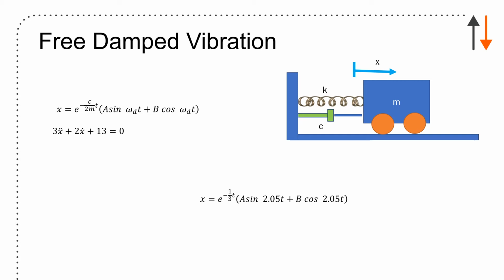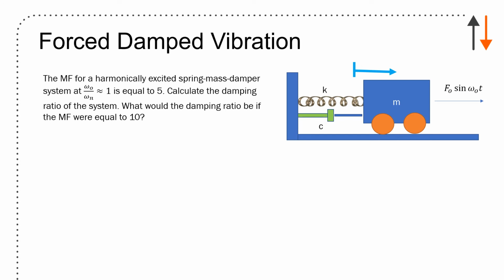And then I substitute the terms in, put the numbers in now, 3x double dot plus 2x dot plus 13x equals 0, divide it out, and I have the various terms that I want. So I can have k over m right here. I have c over 2m, c over m essentially, but then divide by half, square it. And I'll get the number of 2.05 hertz, and I have this as my final form of the solution for free damped vibration.